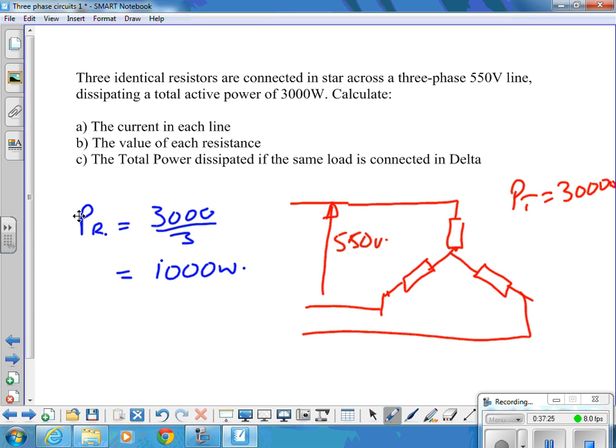What can we get now? What do we need to get something else out of that? What else could we calculate from what we're being given? We want the line current, because the line current for a star system is the same as the phase current, isn't it? So how can we get the phase current out of that?